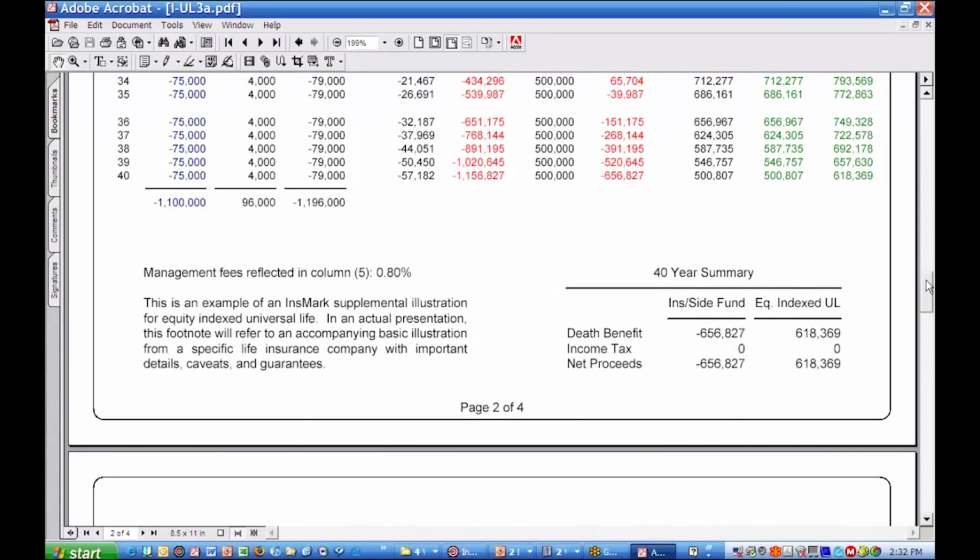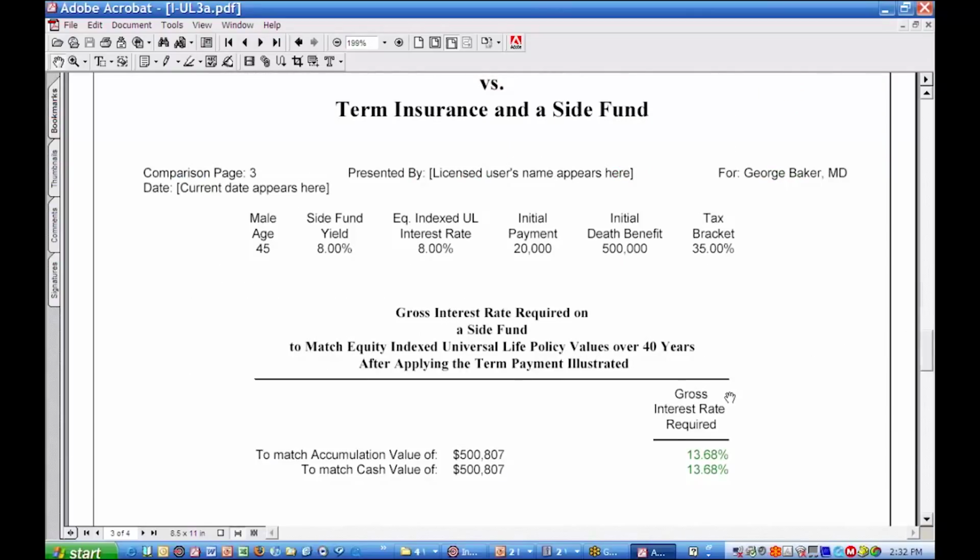We have a report on these illustrations called Matching Value, which shows the interest rate required on the side fund to match the policy values. George would have to earn 13.68% year in and year out on that difference of premium in order to match the values of the policy, which is a pretty interesting number.